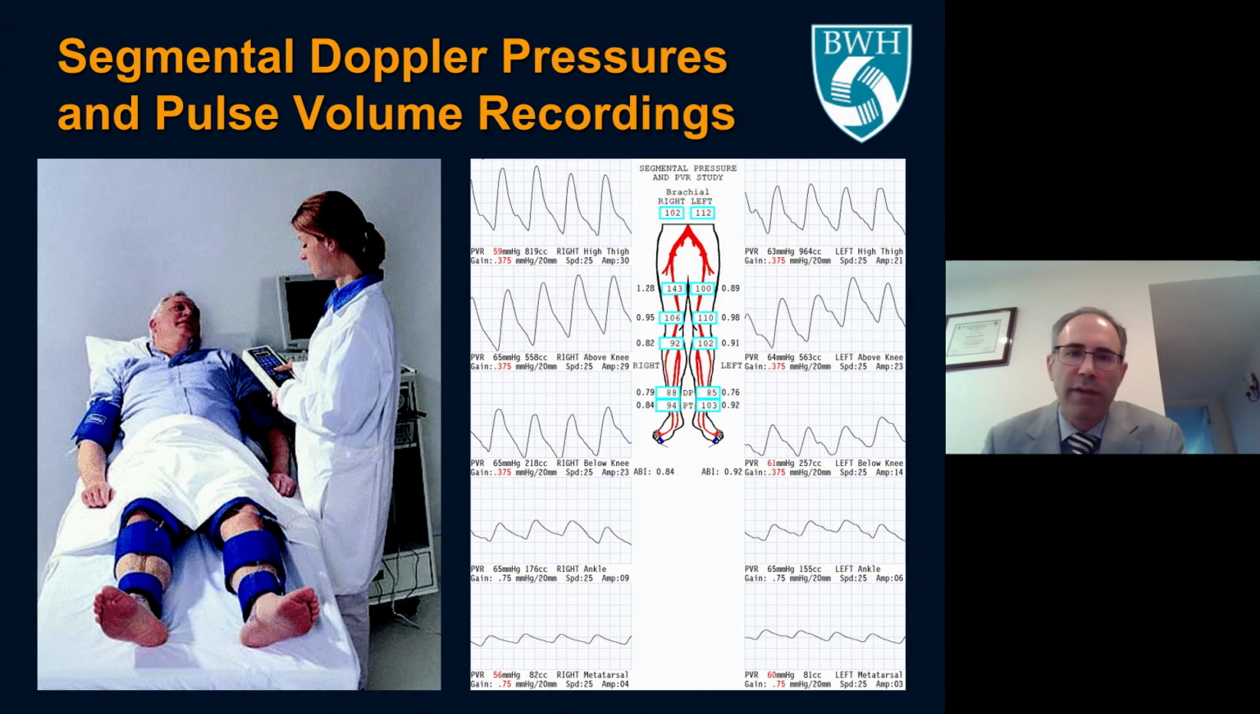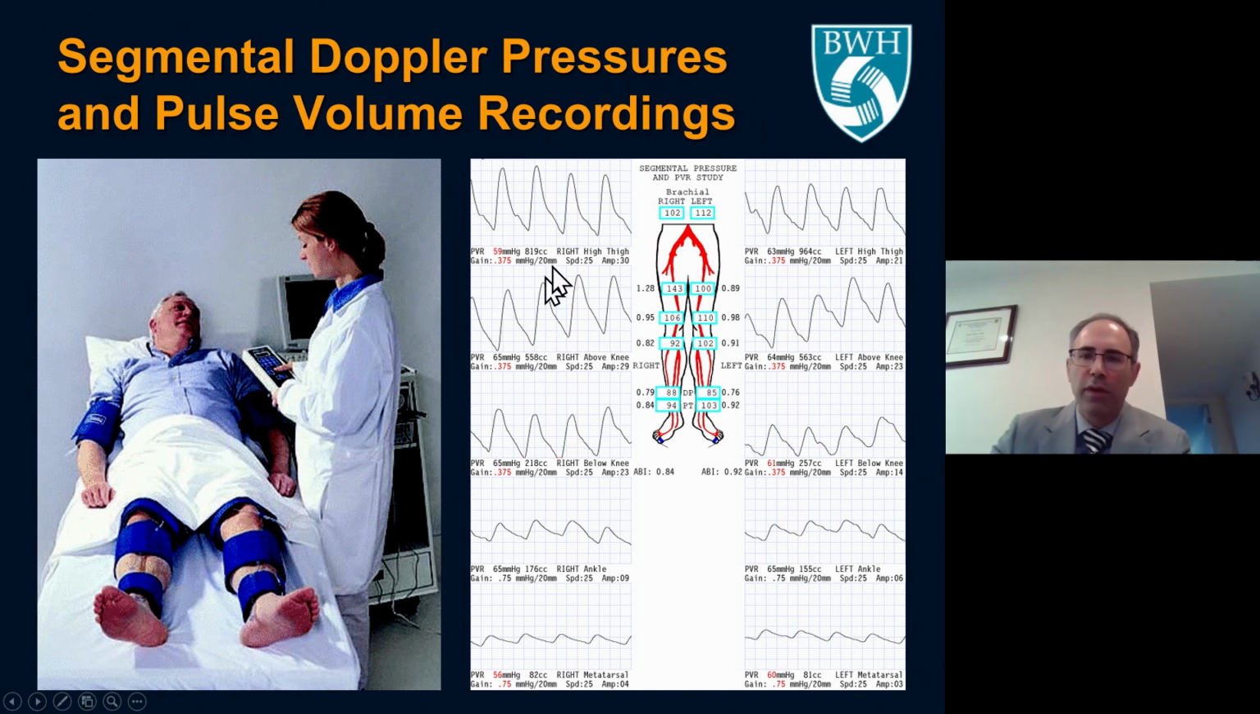Another test that we do in the vascular lab is called segmental Doppler pressures, or pulse volume recordings. This is actually a very neat physiologic test that gives you anatomical localization of the peripheral artery disease, and it also tells you just about how bad things are. So we can see our patient here. He's got a cuff around the upper thigh, lower thigh, below the knee, and ankle. When we do this in our labs, we also have a cuff across the forefoot.